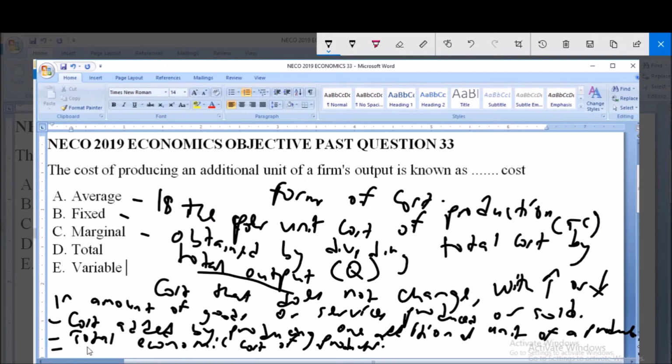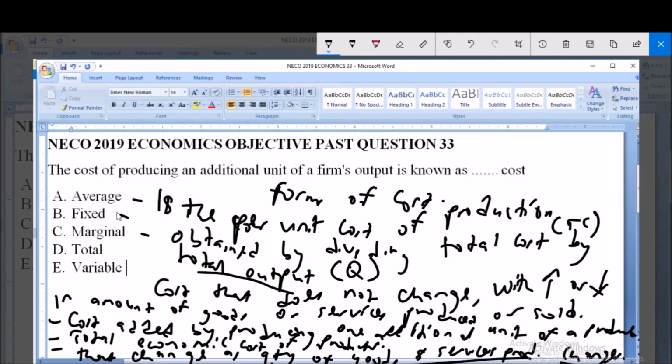And then lastly, the variable cost, which is option E, refers to costs that change as quantity of goods and services produced changes. So the type of cost that changes as quantity of goods and services produced change is also known as the variable cost.